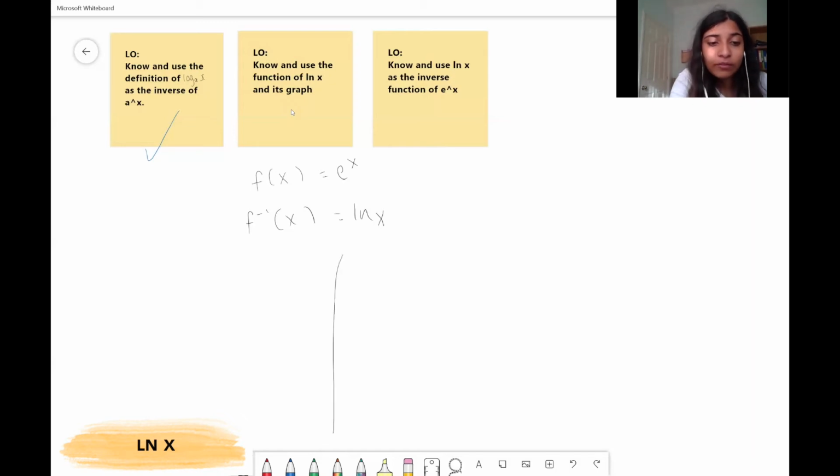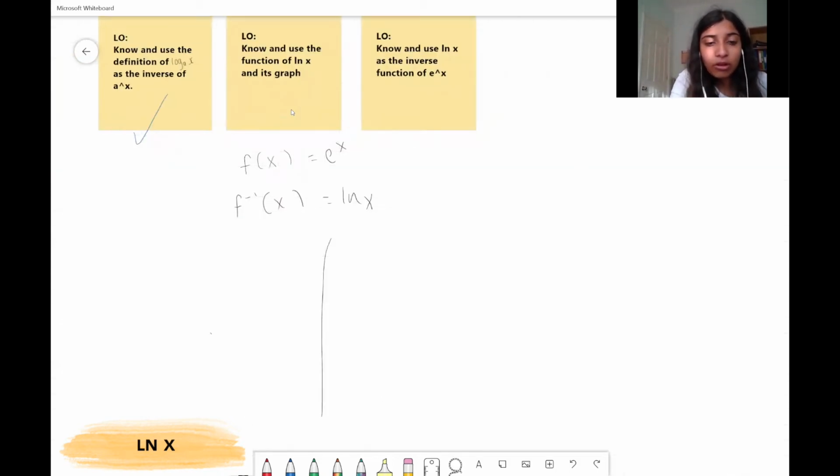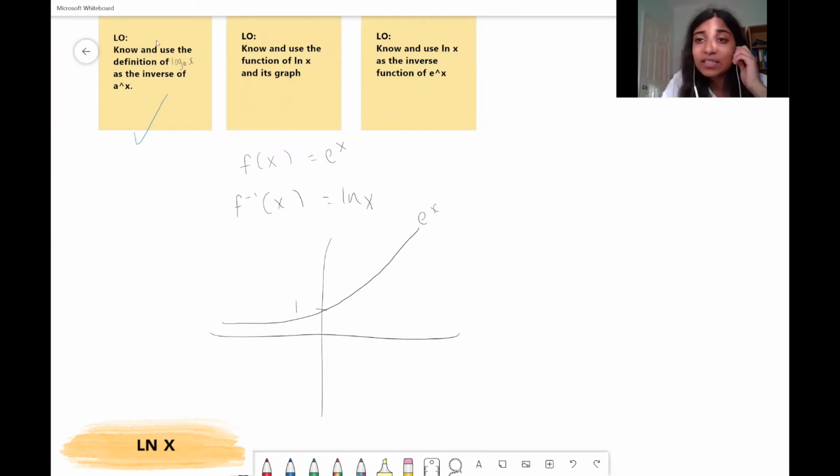If you remember, the graph of e to the x looks like this, going through 1. This will look really similar to what we just did with a to the power of x, because e to the power of x is just a version of the graph a to the power of x. Because it goes through (0, 1), that means ln of x will also go through (1, 0). And if you reflect it in the line y equals x, the graph would look something like this. So this is ln x.